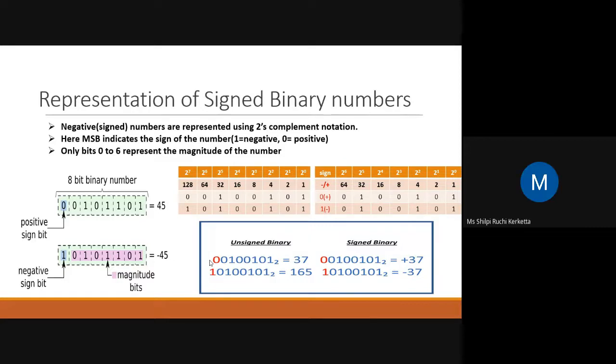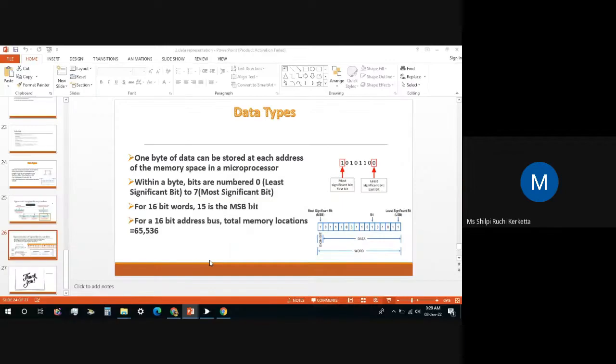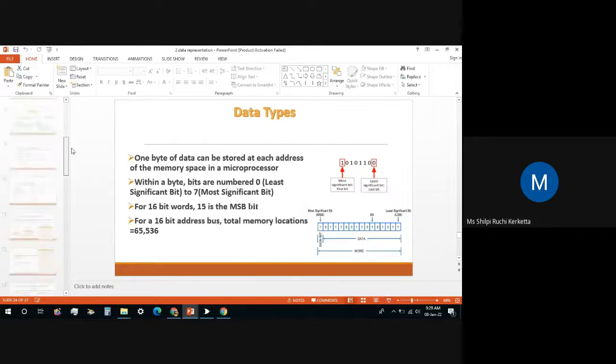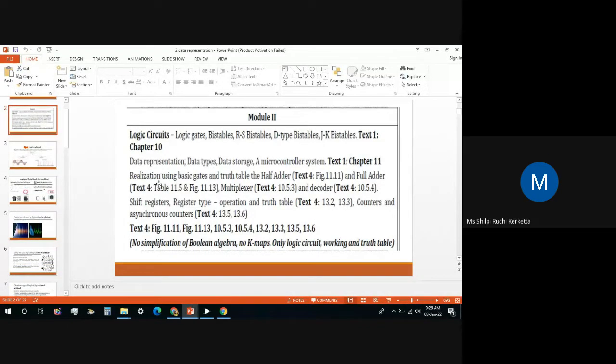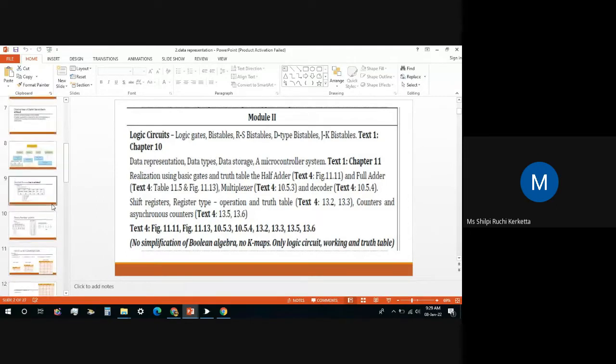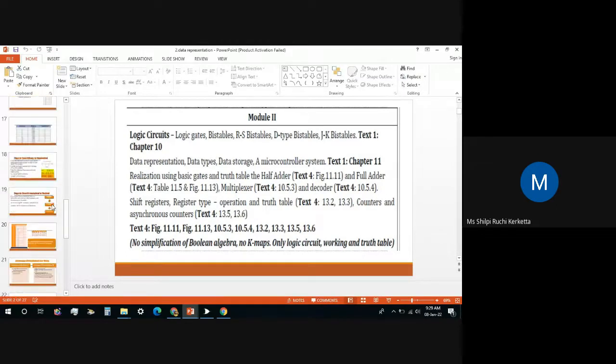So I told you for this part, data representation and data type, conversion questions will come. Like convert hexadecimal to binary, binary to hexadecimal, or binary to decimal and decimal to binary. Only this will come. Mostly hexadecimal to decimal will come.